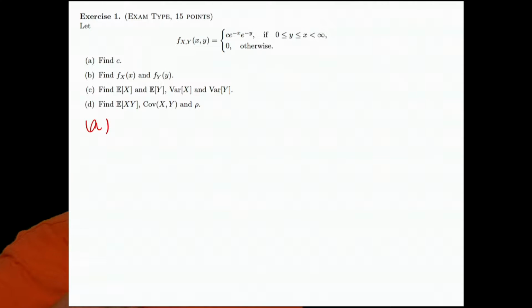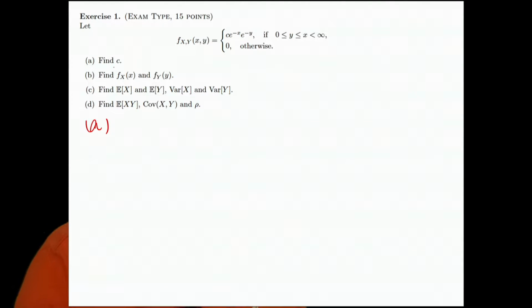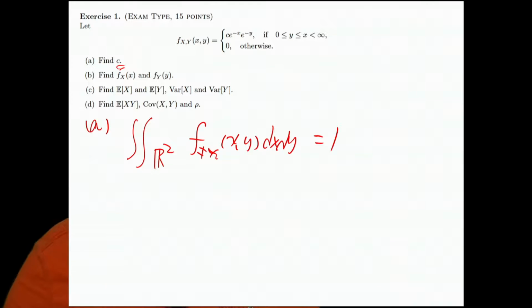Like PMF. Now we are talking about the PDF. So we need to satisfy the properties of PDF to find C. What does that mean? I have the double integration of the PDF should be 1. That is the property of PDF.